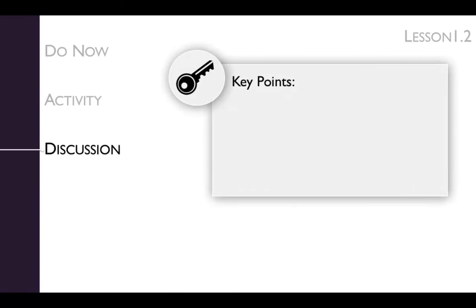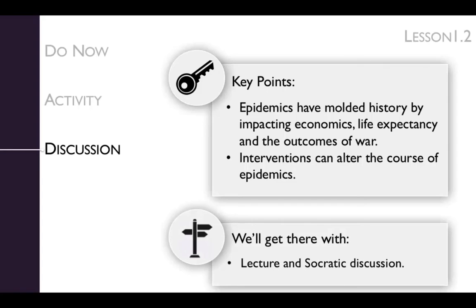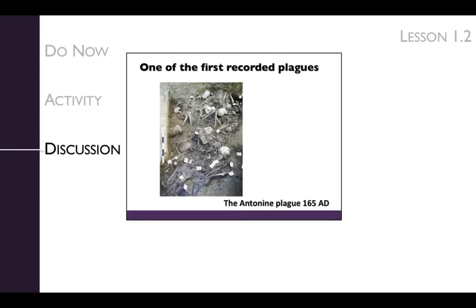The key points of the lesson's discussion are that epidemics have molded history by impacting economics, life expectancy, and the outcomes of war. Interventions can alter the course of epidemics. We'll get there with the lecture and Socratic discussion. The next few slides illustrate how infectious disease epidemics have influenced the course of history. Before class, familiarize yourself with the detailed account of each epidemic in the lesson manual.